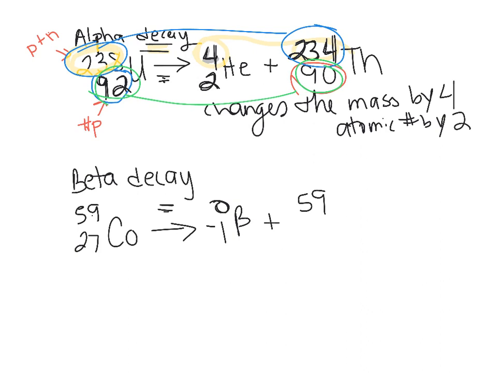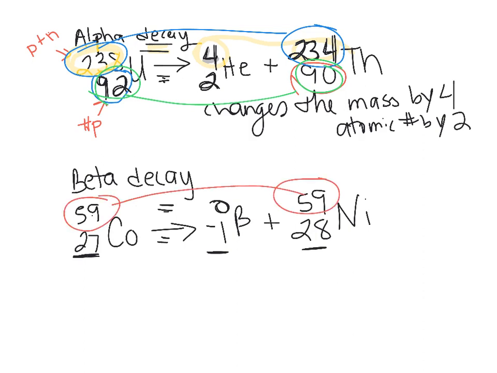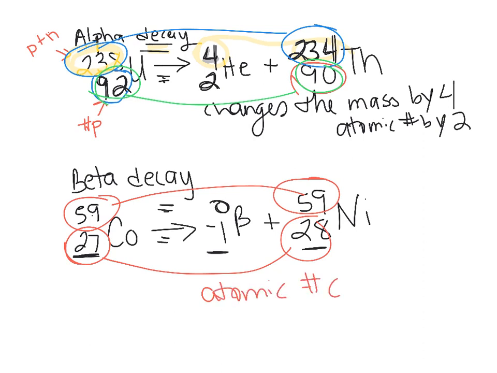Now the bottom gets a little tricky, because 27 has to equal -1 plus some number. So this is where it's actually 28. So it went up a number. And then you match that 28 to the periodic table, and it happens to be nickel. So notice that in a beta decay, the mass doesn't change, but the atomic number changed by 1. So your atomic number changes by 1.